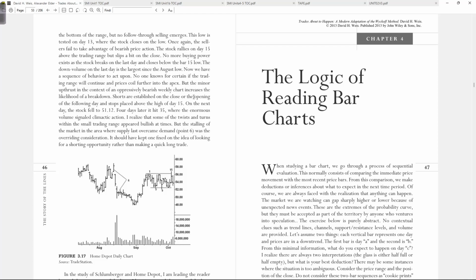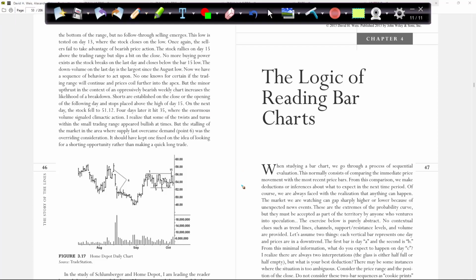So when studying a bar chart, we go through a process of sequential evaluation. This normally consists of comparing the immediate price movement with the most recent price bars. From this comparison, we make deductions or inferences about what to expect in the next time period.